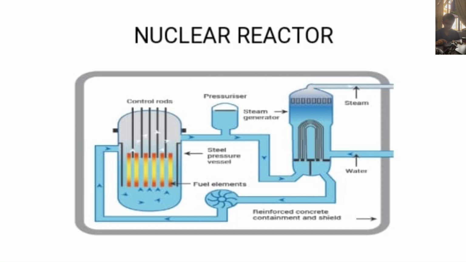further fission. The reactor also has a coolant, usually water or gas, that circulates through the core and transfers the heat generated by fission to a heat exchanger or a steam generator.